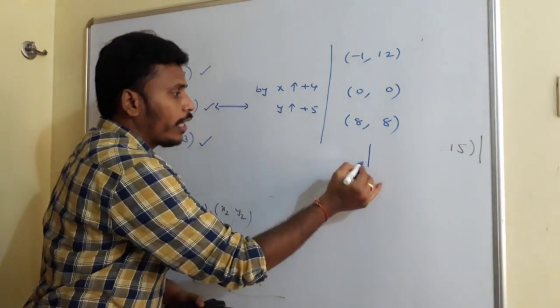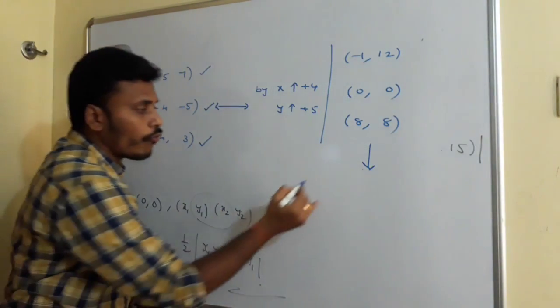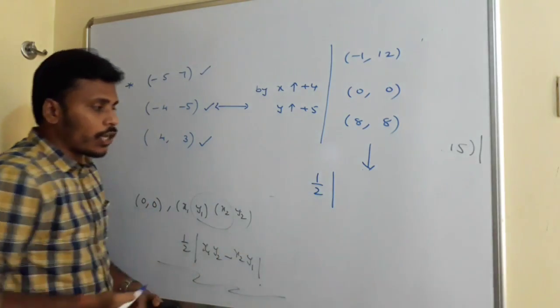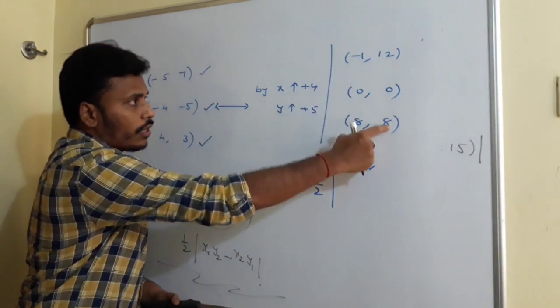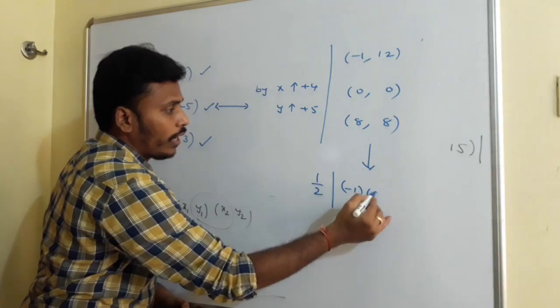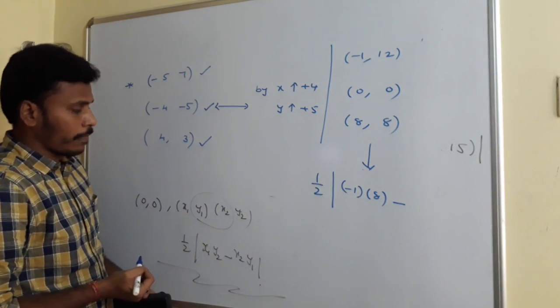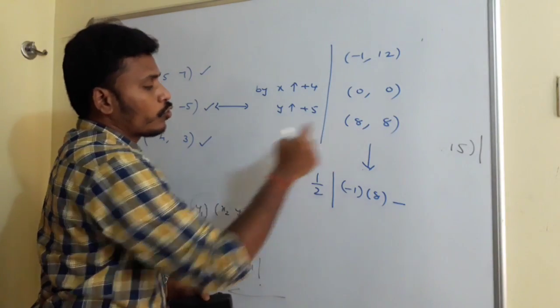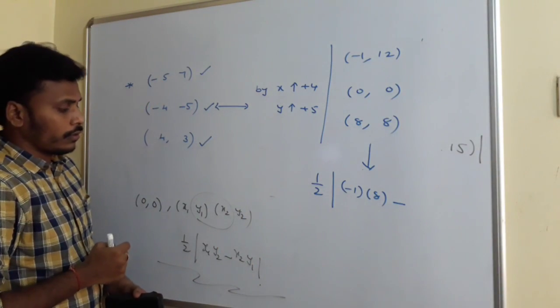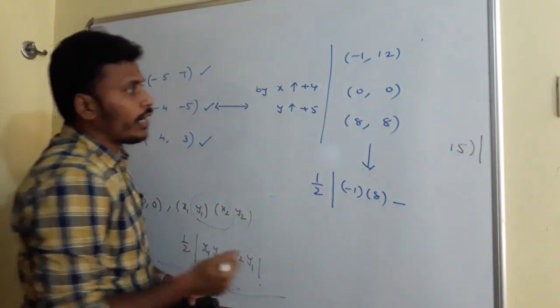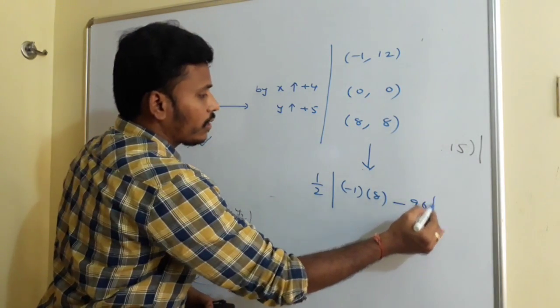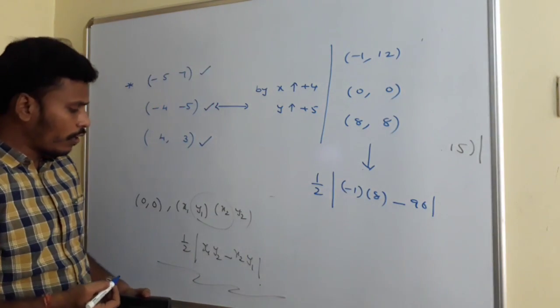Now you just find the area of the triangle for these points. How to find that area? We have a technique: half modulus of the first one and last one, minus 1 into 8, minus the product of these two. 12 8s is what actually? 12 8s is 96. 96 and minus 8, you are getting 104 actually.